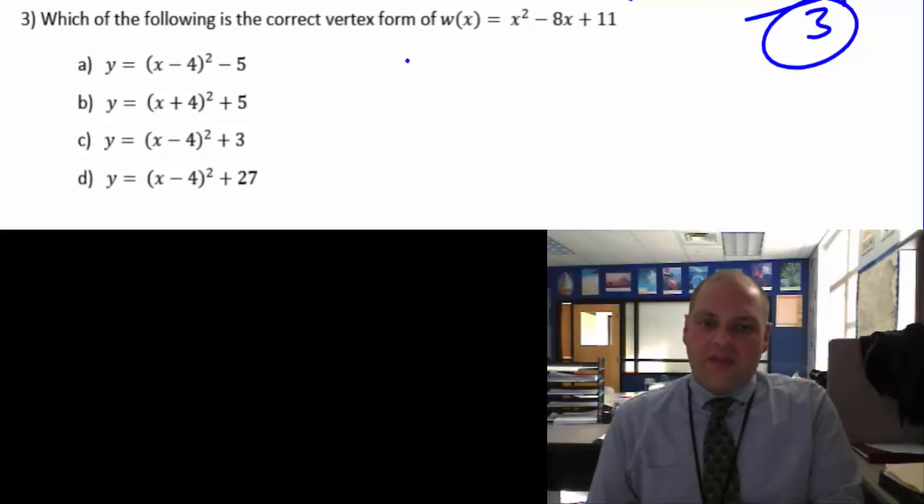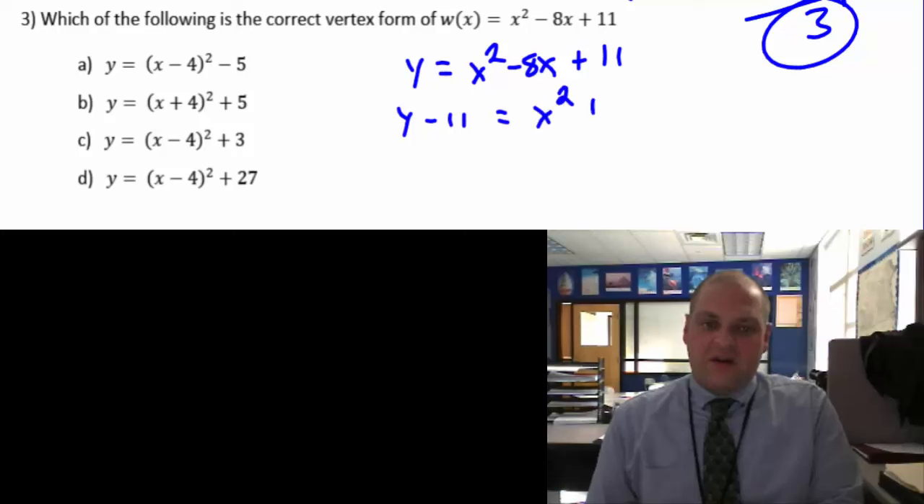Vertex form. Put a y there. Get rid of the 11. y minus 11 equals x squared, sorry, minus 8x. Minus 8x. And then half of 8 is 4. Squared is 16. So we're going to add 16 to both sides.